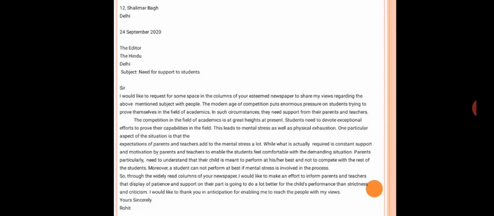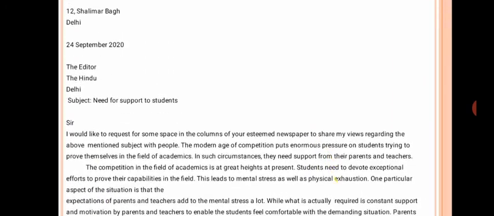So here is the solution. Let us quickly have a look at it. 12 Shalimar Bagh, Delhi, as I said, is the sender's address. Date 24 September 2020. The word date is not to be mentioned here. This is to be kept in mind.